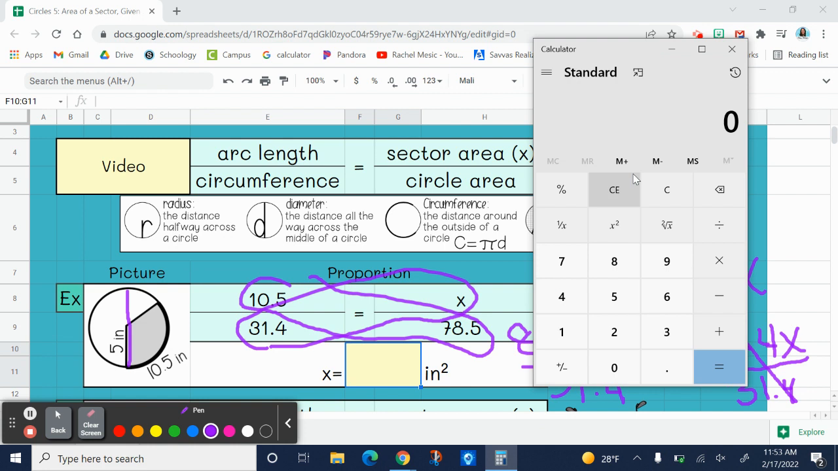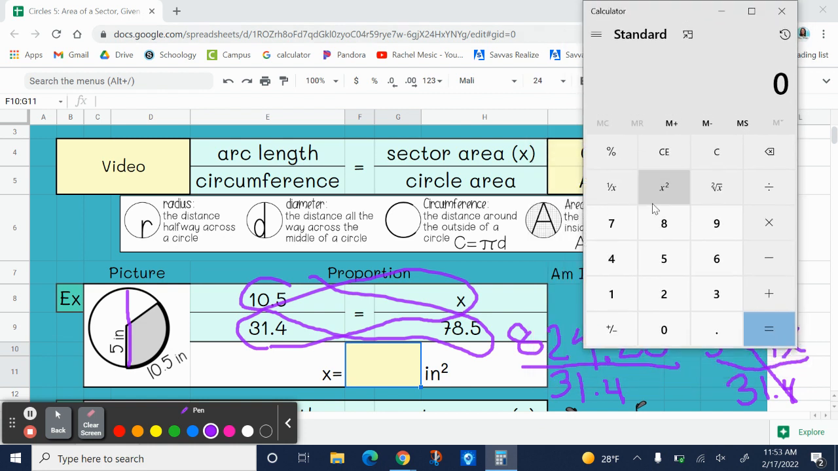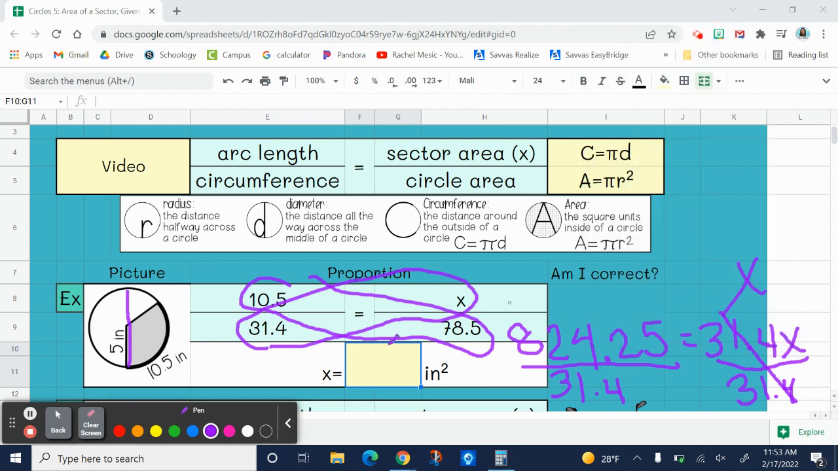It didn't save my number. 824.25 divided by 31.4. So it's 26.25.